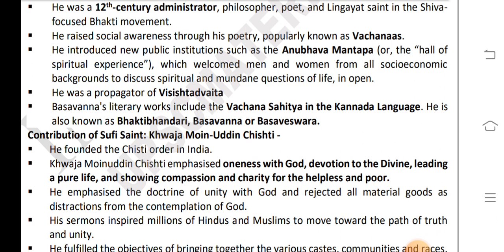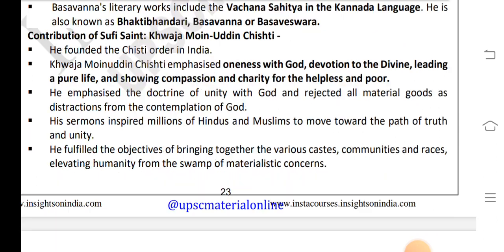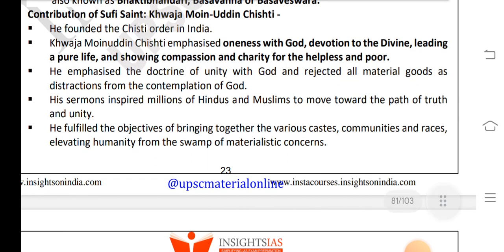He introduced new public institutions such as the Anubhava Mantapa, which welcomed men and women from all socio-economic backgrounds to discuss spiritual and mundane questions of life in the open. He was the propagator of Vishishtadvaita.